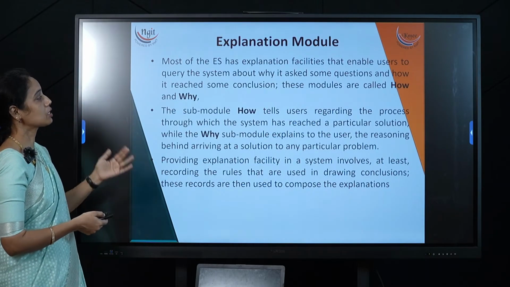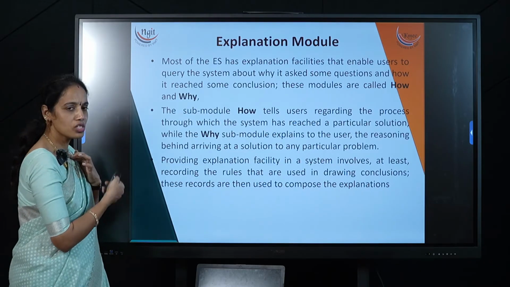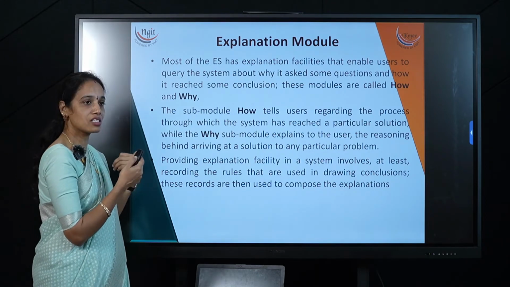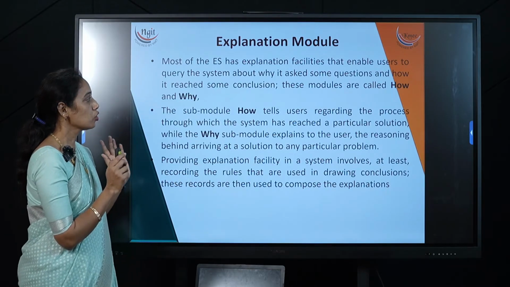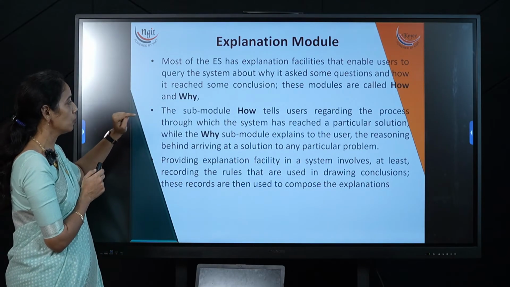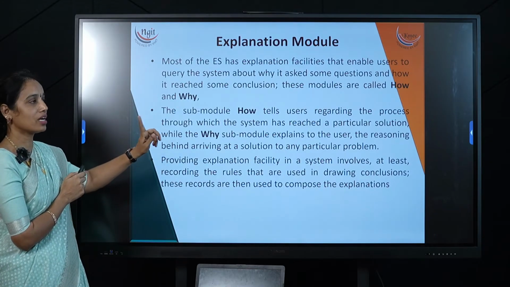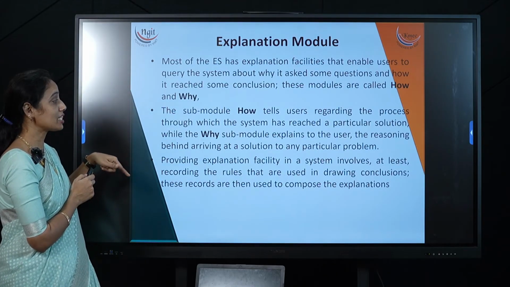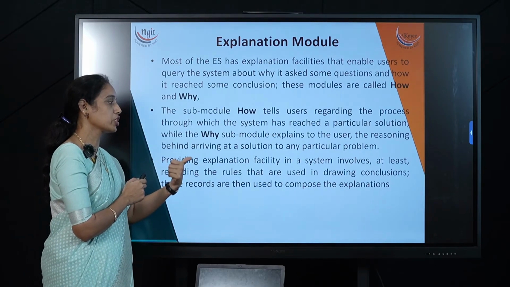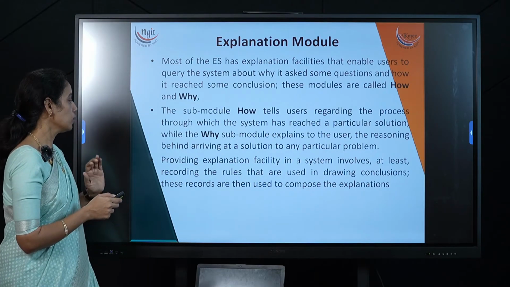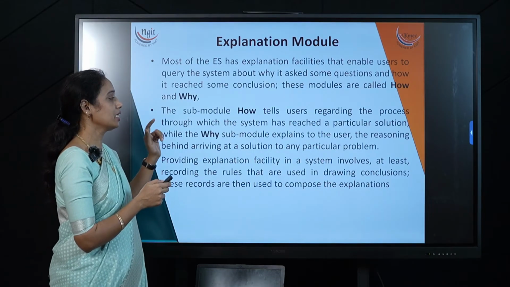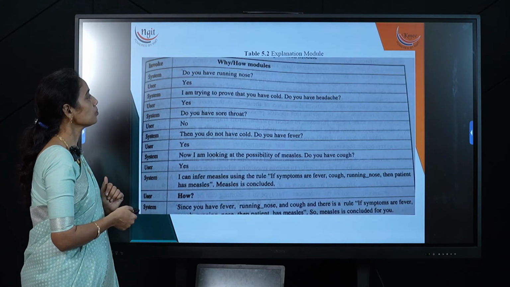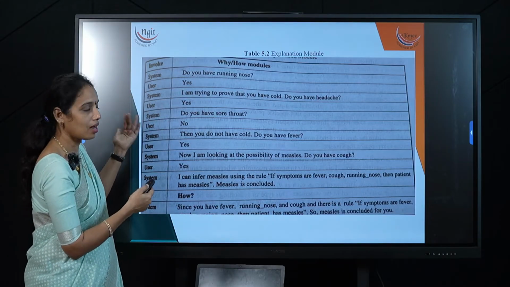So next one is the explanation module. Most expert systems have explanation facilities that enable users to query questions like why it asked some questions and how it reached some conclusion. These modules we generally call the how and why. How tells the user regarding the process through which the system has reached a particular solution, while the why sub-module explains to the user the reasoning behind arriving at a solution to any particular problem. Providing this explanation facility in a system involves at least recording the rules that are used in drawing the conclusions. So this is the explanation module.